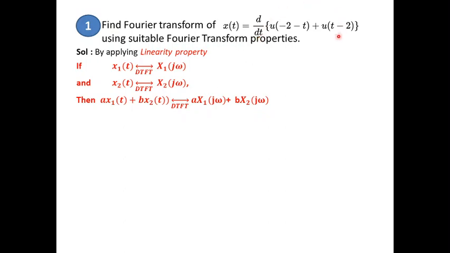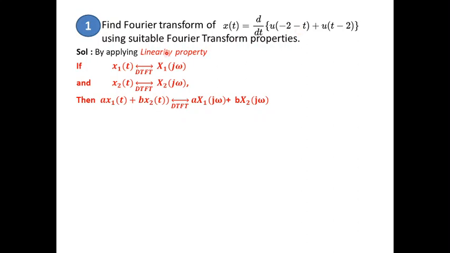And then what else? You have here t minus 2. So t minus 2 means it is the time shifting property, right? So that will also come. And then over here, if you see, it is minus t. So minus t means again you will have time reversal. So there is a possibility of using all these properties in this particular problem.